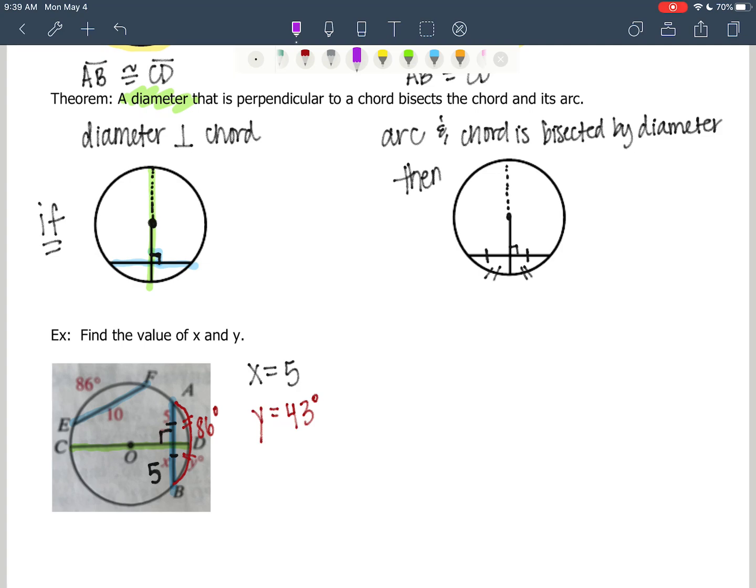Now, why was it cut in half? It was cut in half by that diameter and chord perpendicular relationship. So there's your x and your y.